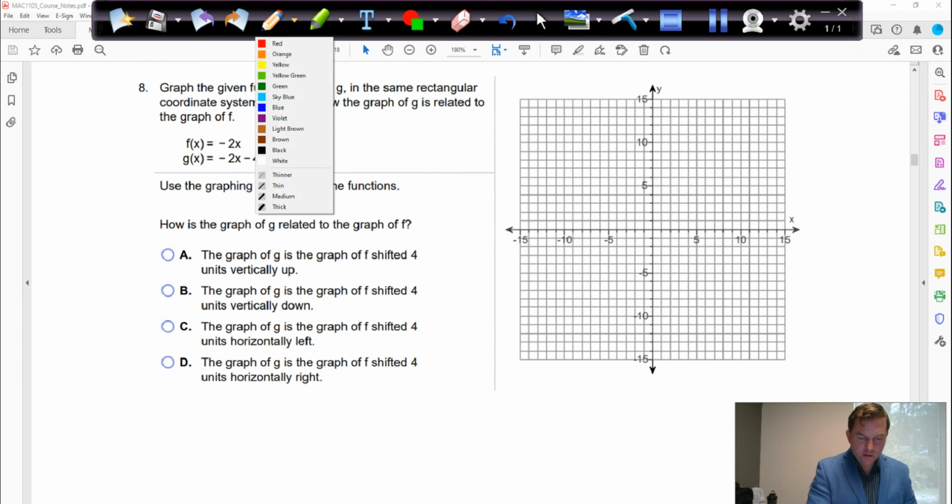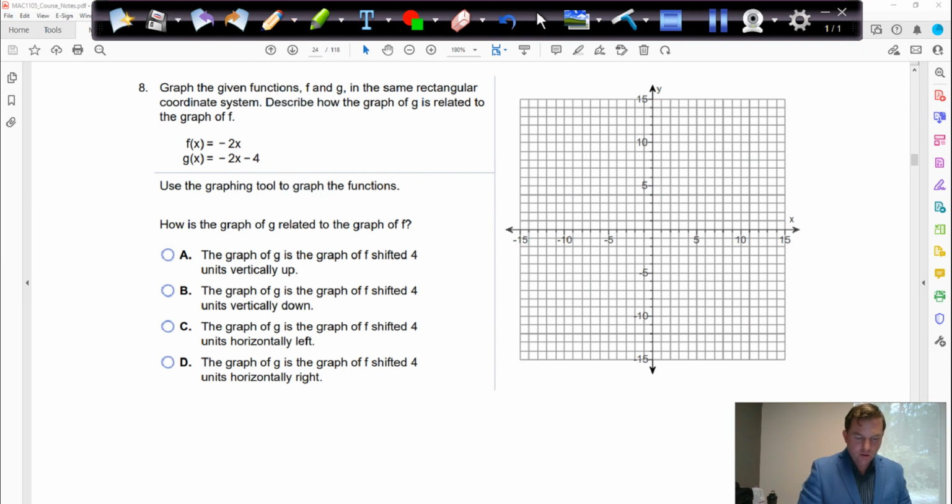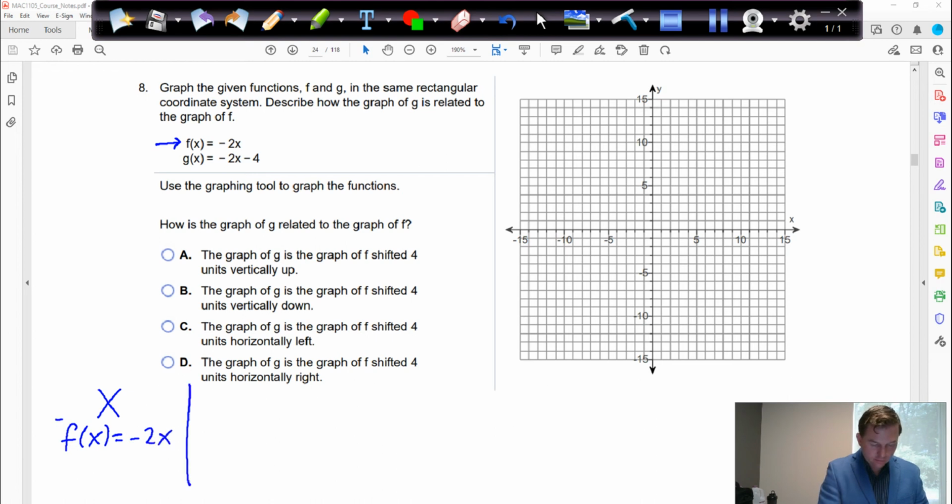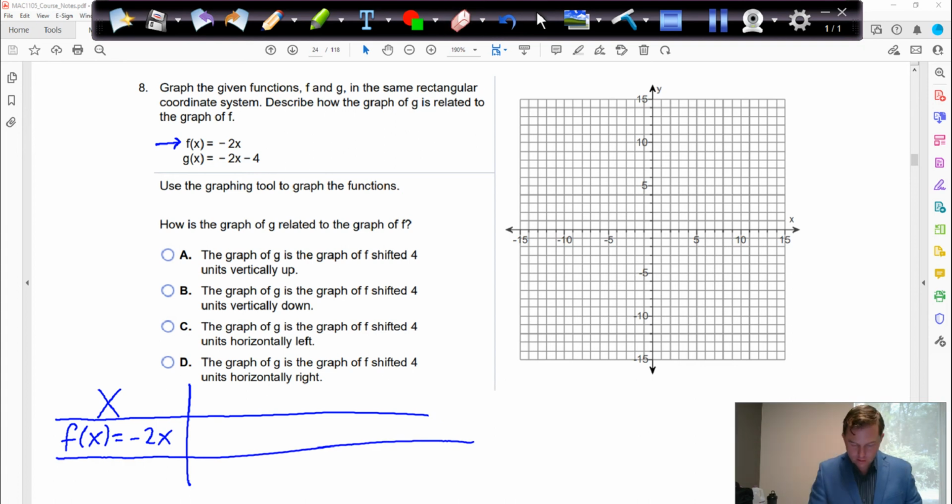Okay, in number 8, we're going to start to do some graphing. So we're going to pick some x values and then solve for the y values and get our ordered pairs so that we can get this picture ourselves. So I'm going to do this first one, f of x, in blue. So I'm going to pick some x values and solve for f of x. Okay, so you can pick any x values you want.